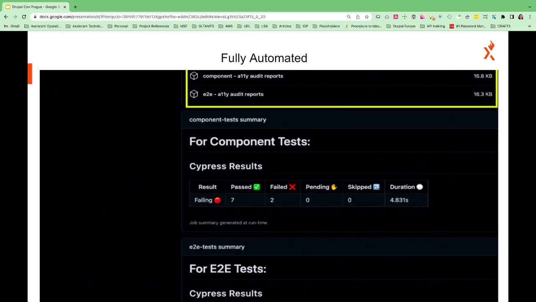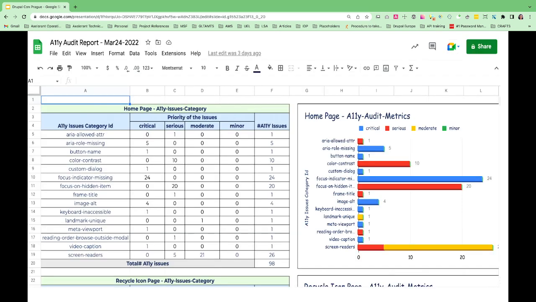So this is an example of fully automated. Once we have done that, you will get the results. This is how it looks. And this is the report which I was discussing. Once you go fully automated or semi-automated, whichever you prefer, the reports should be in a proper format.